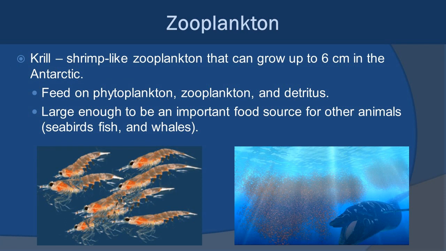Now, krill are shrimp-like zooplankton that can grow up to about 6 centimeters in the Antarctic. They feed on phytoplankton, zooplankton, and detritus, so they sort of are omnivorous to that extent. And they're large enough to be important food sources for large animals such as seabirds, fish, and even whales.